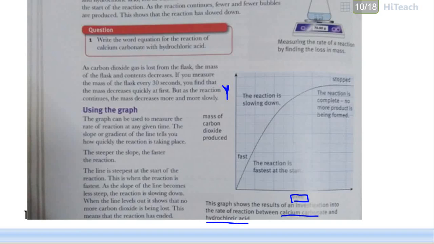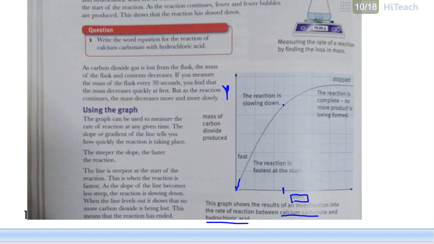Look at the beginning of the reaction. As you see here, the steeper the slope, the faster the reaction. As the slope is steeper, that means the reaction is going to be faster. Where can you see it is the fastest? From the beginning, from when it starts until this point, it was the fastest, because from this time to this time the line is steeper, as you see here. The line is steepest at the start of the reaction.